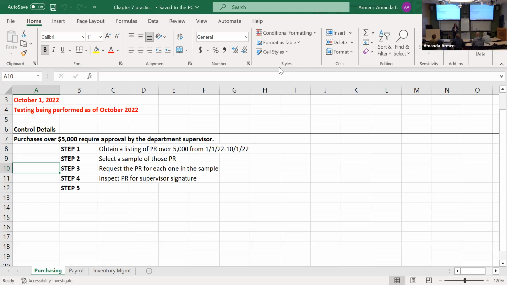By gathering that evidence and inspecting it for that signature, you would be able to say, yes, purchases over $5,000 have been approved by a supervisor, or no, they haven't. We don't see any appropriate signatures on those purchasing documents. Are you with me? So by gathering this evidence and performing these audit procedures, you are able to form your conclusion about that specific control. And P.S., once we're done with the 3rd tab, I'll post this in Moodle, so you'll have access to this as well.